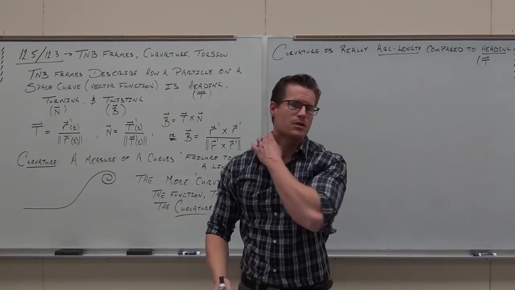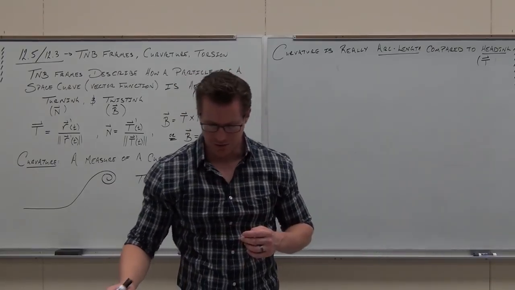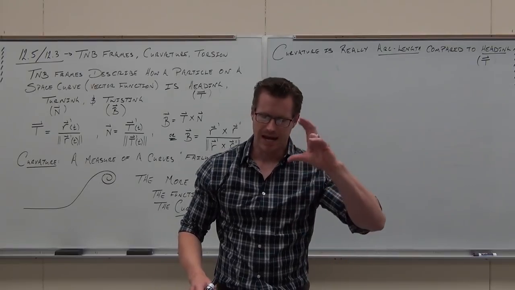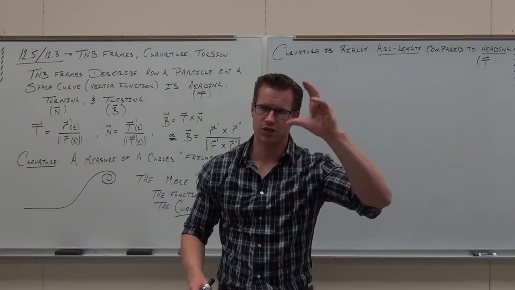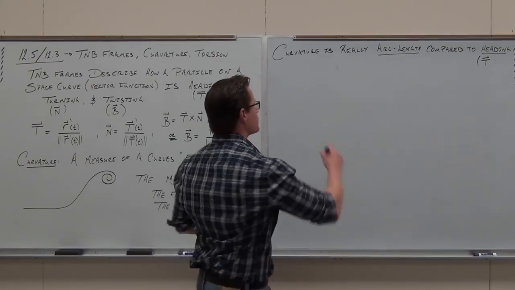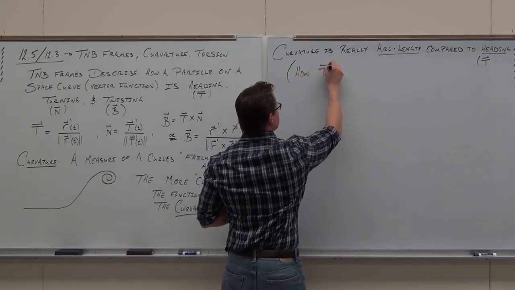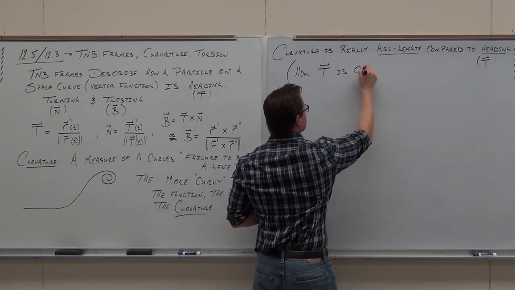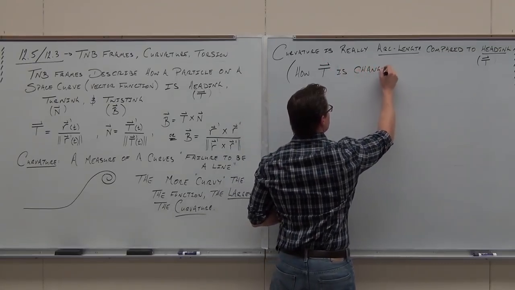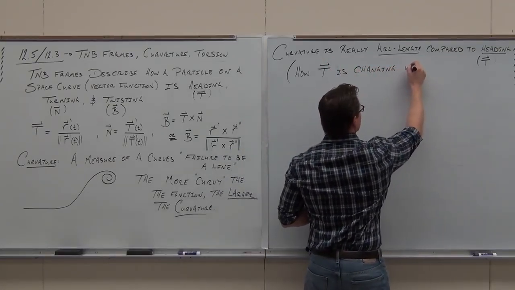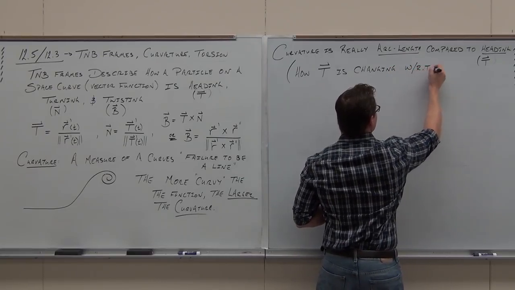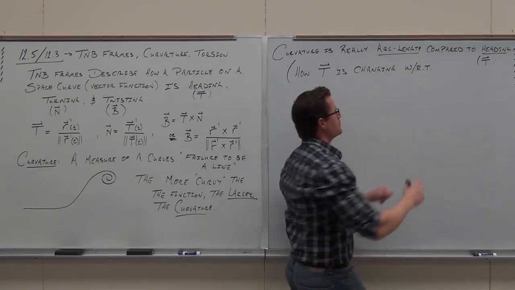Really, arc length compared to tangent vector. More specifically, it's how the tangent is changing with respect to arc length.